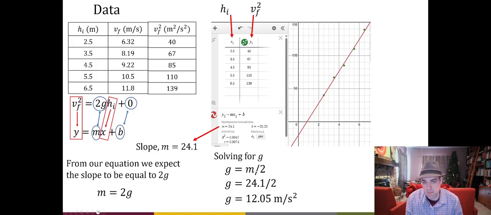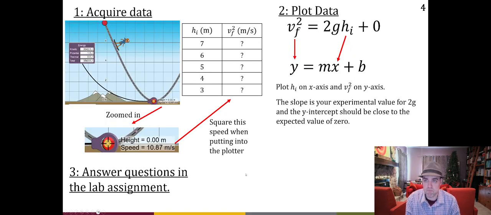So I take that and I take my 24.1 value for m, I divide by 2, and I arrive at an experimental value of 12.05 meters per second squared for our g value. Now, this is a bunch of dummy data that I made. You're going to get your own data from the simulation that you're going to use, and you're going to calculate your own value for g as one of the questions we're going to be doing, okay?